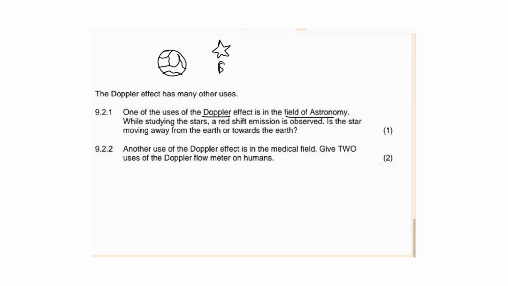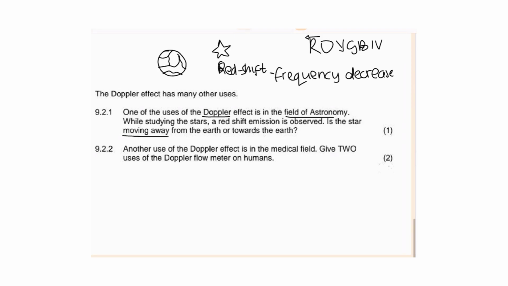So we know redshift means we are moving towards the red part of ROY G BIV, and if we are moving towards the red part, it means we are moving to lower frequency. So frequency is decreasing, and we had said that if frequency is decreasing, it means that the source of light is moving away. So our answer would be the star is moving away from the Earth.